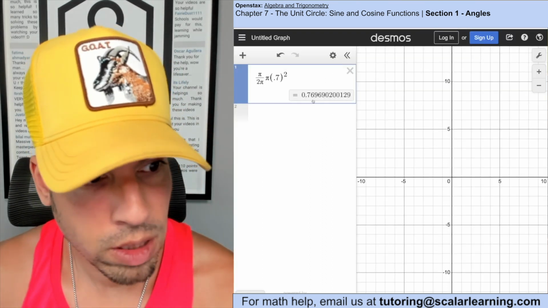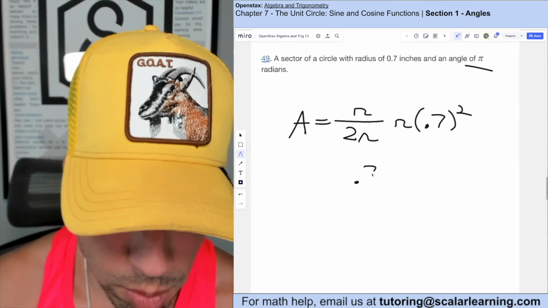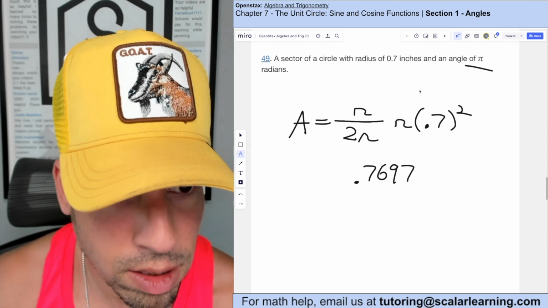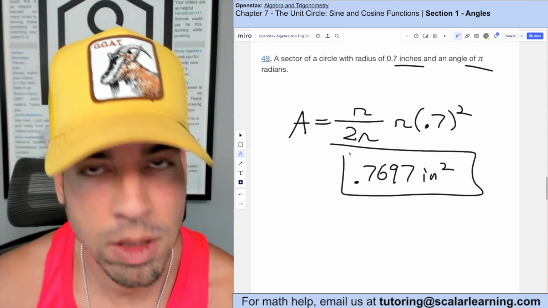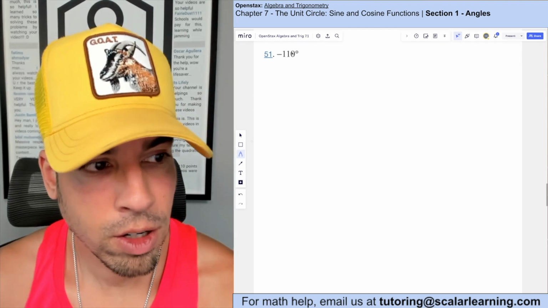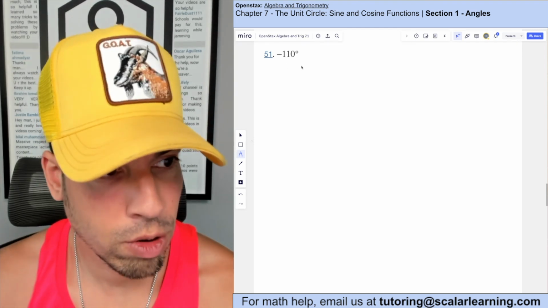So here we get 0.7697. So that would be 0.7697. And since it's inches here, it's inches squared. Boom, done. So here we're meant to find a coterminal angle that's between 0 and 360.